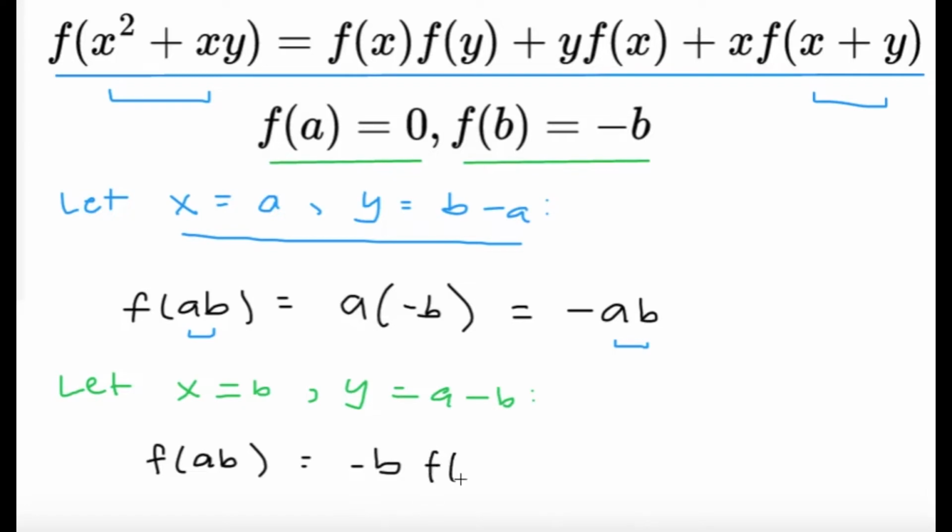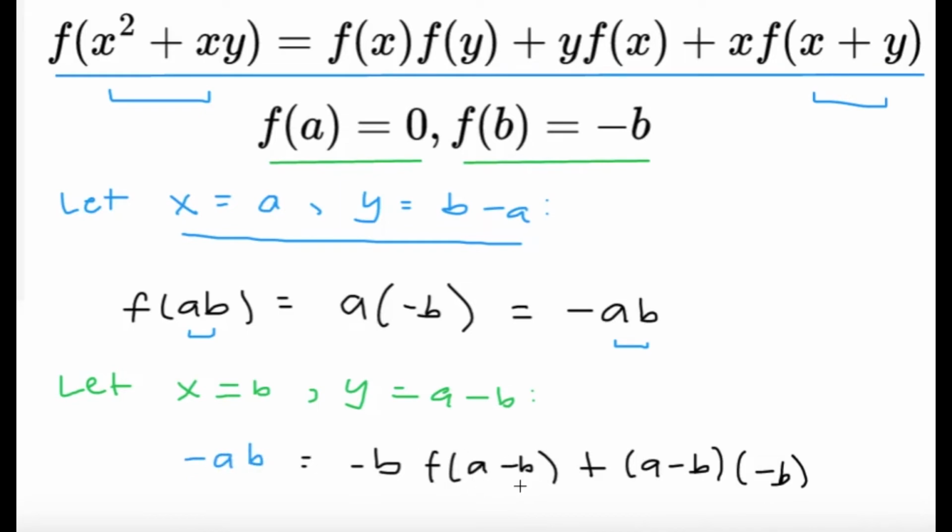Now f of y is f of a minus b. Next, plus y f of x, so plus a minus b, and f of x is f of b, so it's going to be negative b. And then f of x plus y over here becomes a. So f of x plus y becomes f of a, which is 0. So we're just going to deal with this. Now, we can make the substitution here that f of ab equals negative ab. So I'm going to write here negative ab.